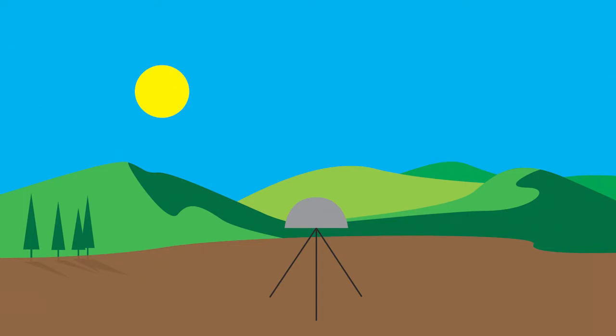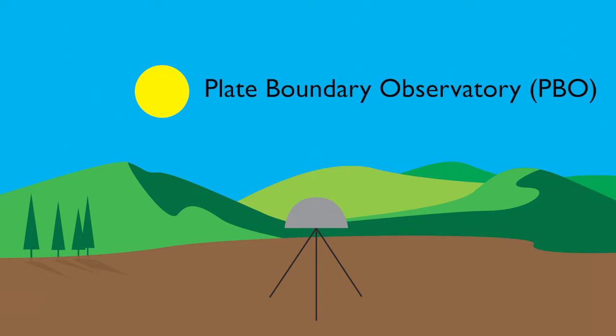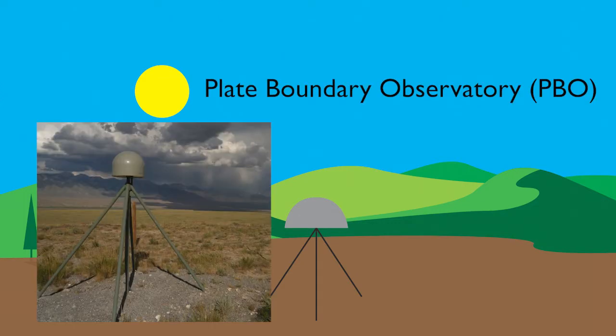One thing you need for GPSIR is a GPS antenna and receiver, ideally not too far off the ground, maybe just a few meters. Here I've drawn a pretty terrible cartoon of a typical GPS antenna that you might find as part of the Plate Boundary Observatory, or PBO, network. Here's a real picture of a PBO antenna. These antennas are typically about 2 meters tall.